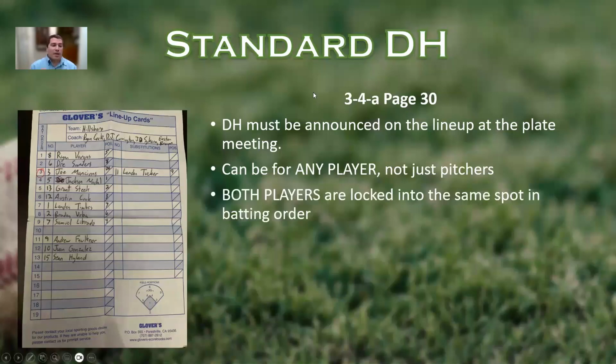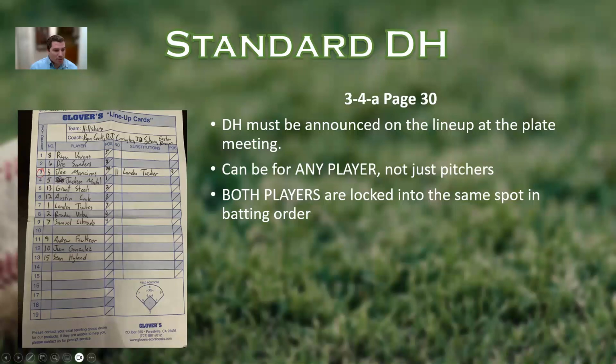Okay. And as I mentioned before, both players are locked into that same spot in the lineup. So Joe Macinas, if you look there, cannot change spots in the lineup. He cannot magically end up in the 8th spot in the lineup. Likewise, if Landon Tucker ever wants to bat, he can't insert himself down in the 7th spot for Timbers. He has to enter in that 3 spot. That's why they need to be written side by side.